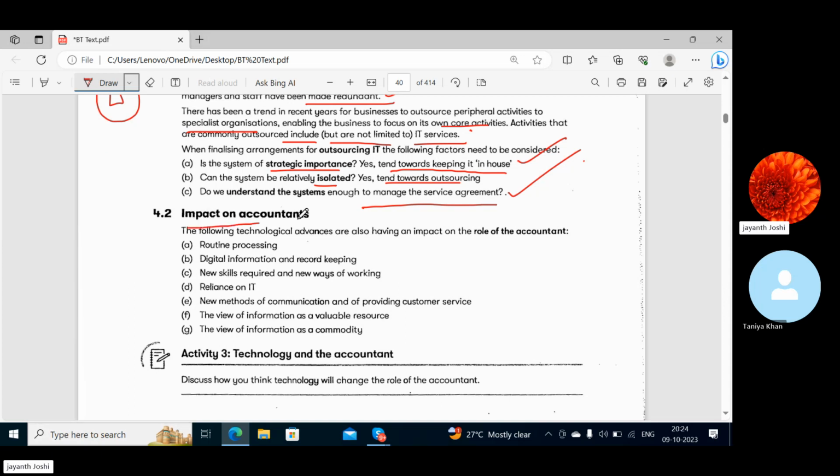Impact on accountants. Since we are doing ACCA, the body is very much into accountancy. So the following technological advances are also having an impact on the role of accountant. Yes, a lot of routine jobs have been taken by AI-enabled tools, or because of automation, a lot of people are losing their jobs. So technological advances have an impact on these particular areas. Routine processing, routine tasks can be done through automation very easily. Digital information and record keeping is done through systems. New skills required and new ways of working. That is again a challenge for the accountant, because now they should have good knowledge of computers. Reliance on IT. Yes, a lot of dependency on IT has increased. New methods of communication and of providing customer service. The view of information as a valuable resource. Information is very important in today's world, right? The view of information as a commodity.